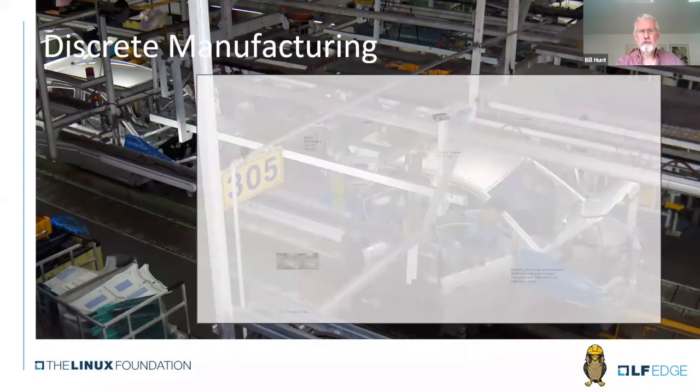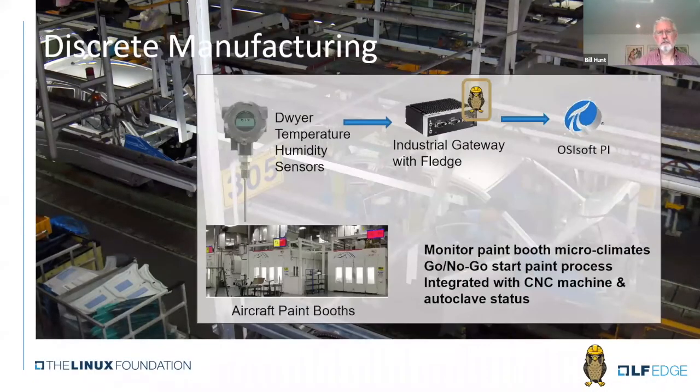In discrete manufacturing, this is General Atomics. They make military aircraft. The paint booths, the picture in the lower left, house these aircraft components, so they're quite large, and they're large enough that they get these microclimates within them. So they have multiple sensors for temperature and humidity throughout the paint booths. And the paint process is not just cosmetic; it impacts the flight characteristics of the plane if it's done wrong, and they have to hand sand it if it doesn't go well. So it's actually kind of an important part of their process.